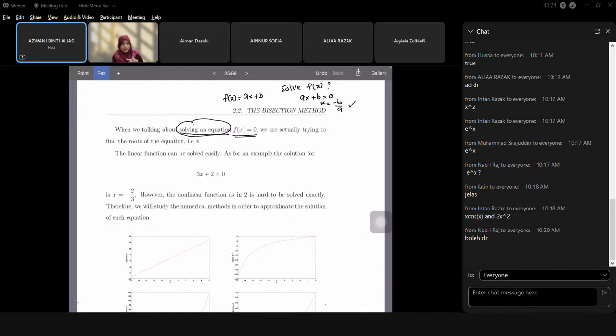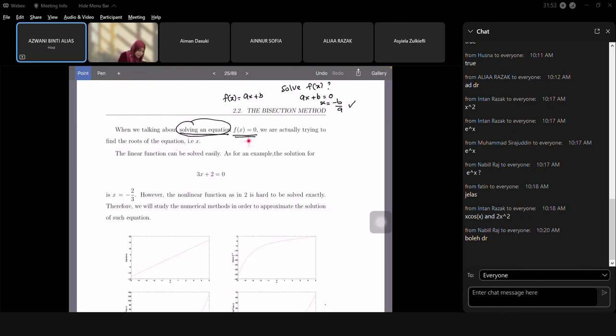So what is explained here is that when we solve any equation, we have to make the equation equal to 0. Then, we are actually trying to find the roots of the equation. Do we understand what the root of the equation is? It means it relates to the point where y is equal to 0. That y means f(x).